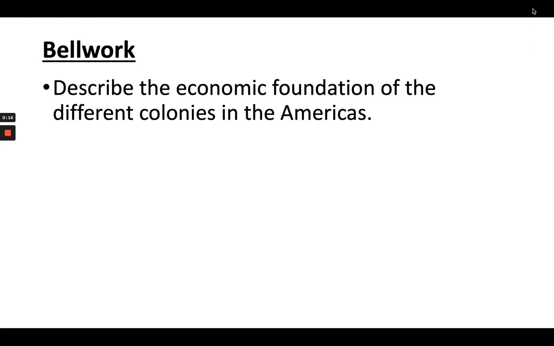For your bell work, I would like you to describe the economic foundation of the different colonies in the Americas. So, what was the basis of their economies?